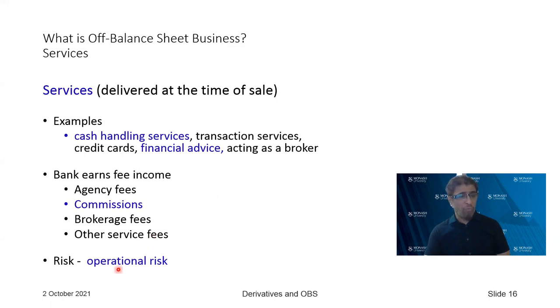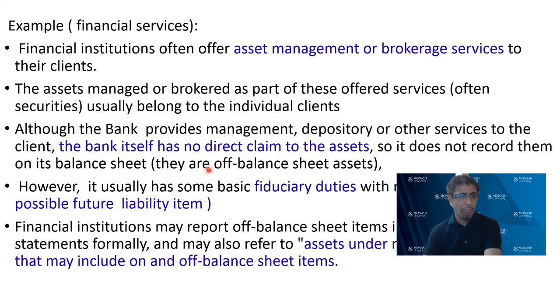Now, all of this can create some type of risk called the operational risk, which means if you don't deliver the service as you are supposed to, or if there is any lack of due diligence in providing those services, the bank will be liable, and they will be creating a liability, and that liability can be on balance sheet. But when they make the contract, nothing is recorded in the balance sheet or in the books, but recorded as off balance sheet.